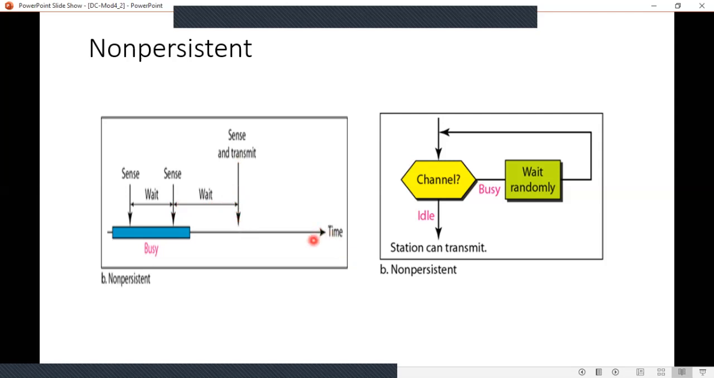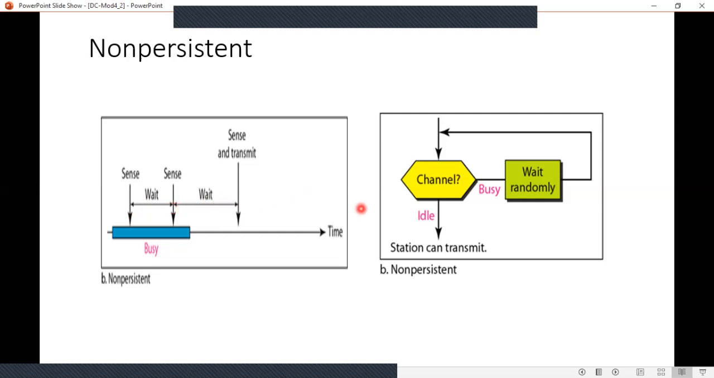Now I told you it waits for a random amount of time. That's why the difference between these two is less than the difference between these two. Understood? The time slot, wait time: here the wait time is more, and here the wait time is less.